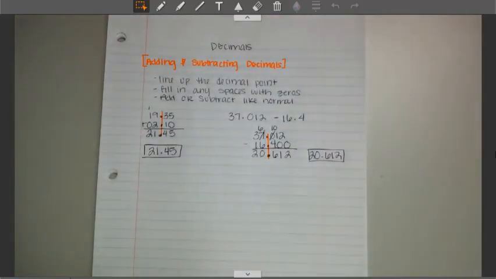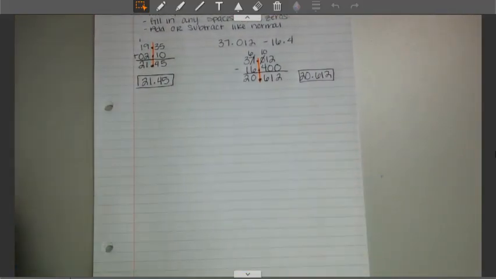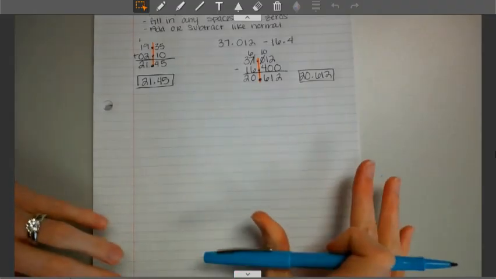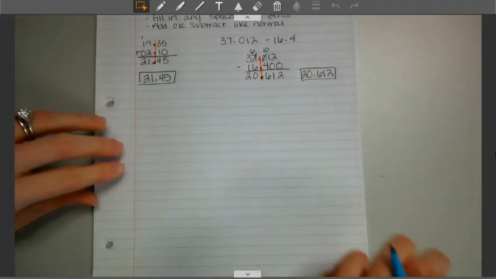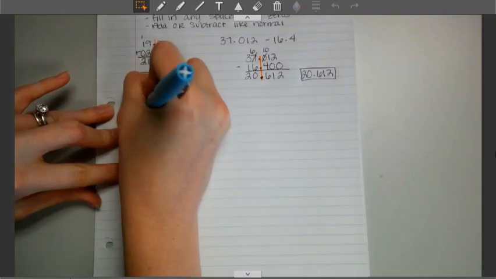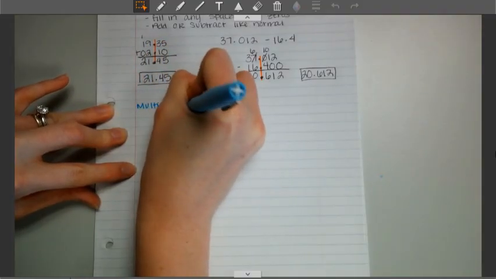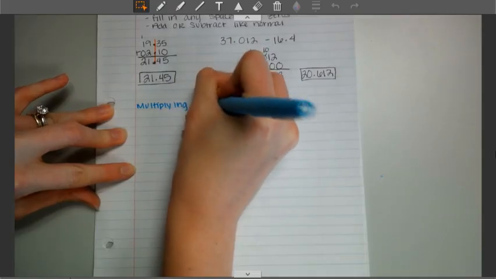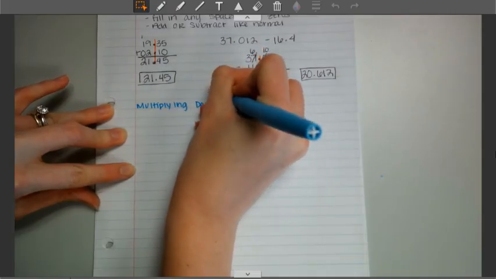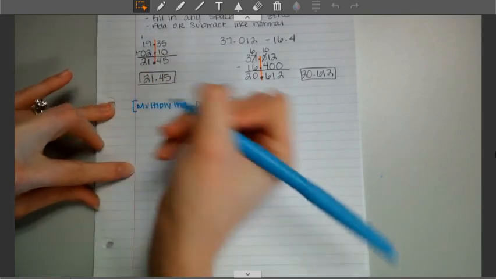Okay, those would be our rules for adding and subtracting decimals. Pretty straightforward. You just line up your decimals and treat it like normal. So now we're going to go ahead and talk about multiplying decimals. Multiplying decimals are a little bit different than adding and subtracting.